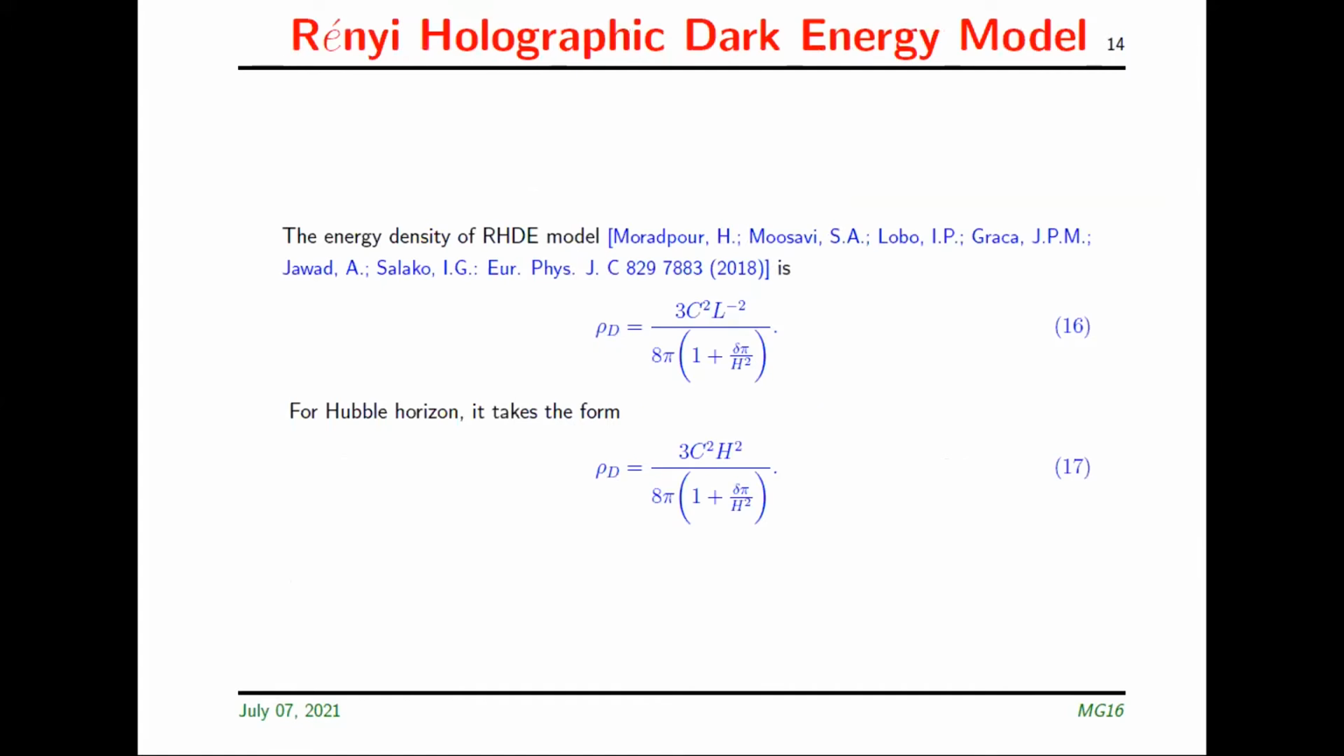So here is the Renyi holographic dark energy. Renyi holographic dark energy is given here based on the Renyi entropy, which is a non-extensive entropy. By adopting the procedure of the usual holographic dark energy, Moradpour et al. obtained the Renyi holographic dark energy in terms of the Hubble cutoff. In terms of the IR cutoff, we can utilize different IR cutoffs, but here we choose the Hubble horizon. So the dark energy in terms of the Hubble parameter is given in 17.